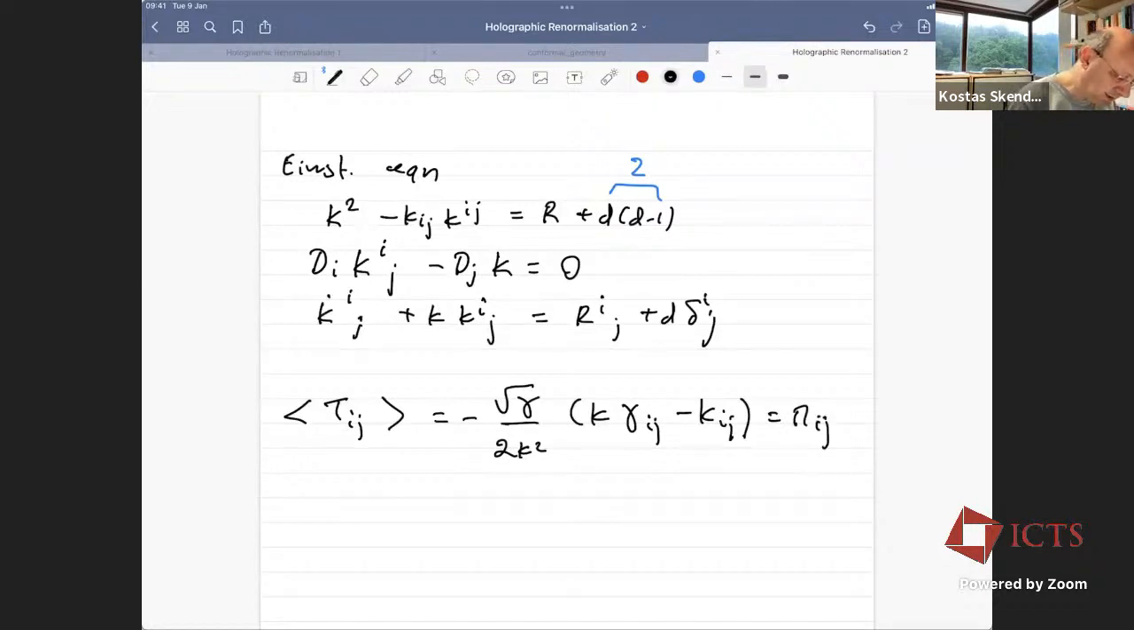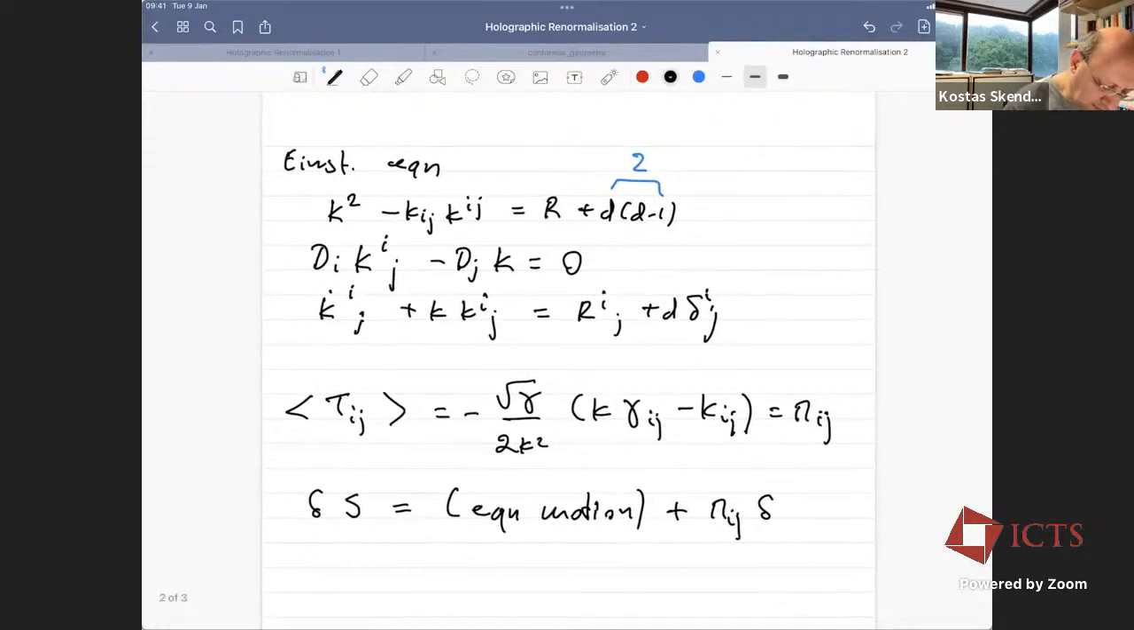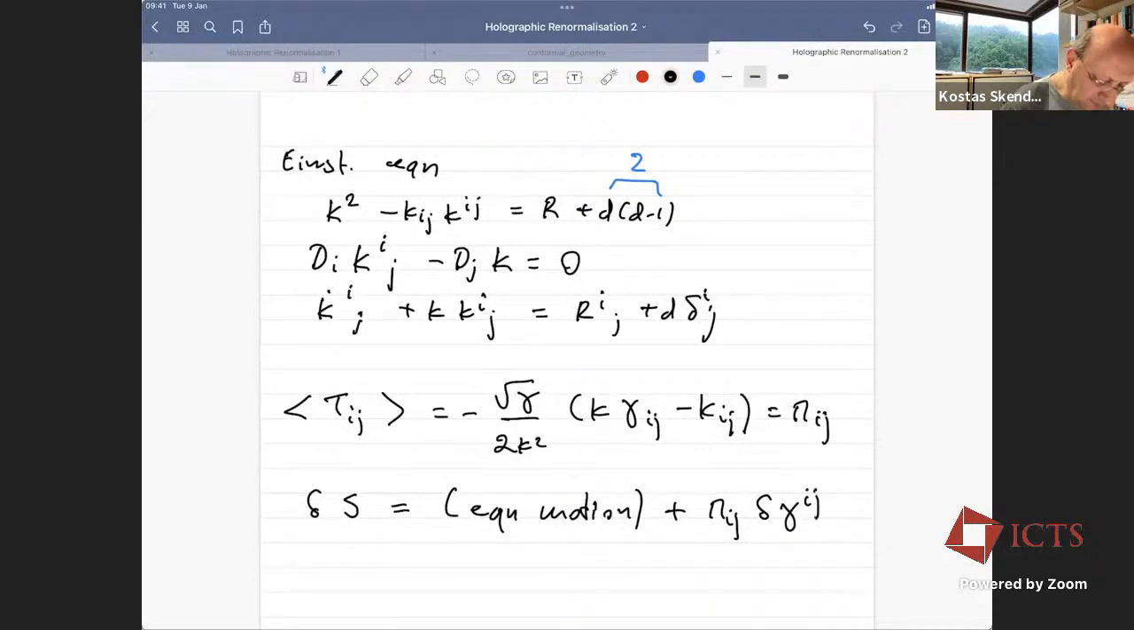And we also found that if we vary the action, then there is a piece which is on shell 0. These, which are the equations of motion, of course, plus the canonical momentum times the variation of the corresponding field. So since we want to do, in the holographic prescription, we use the on-shell action.